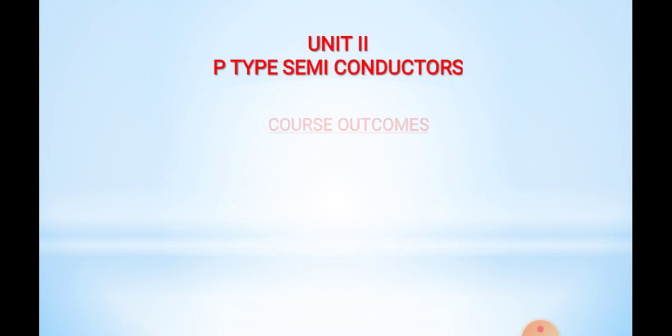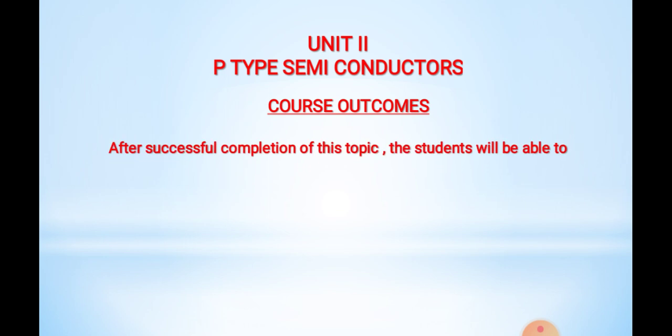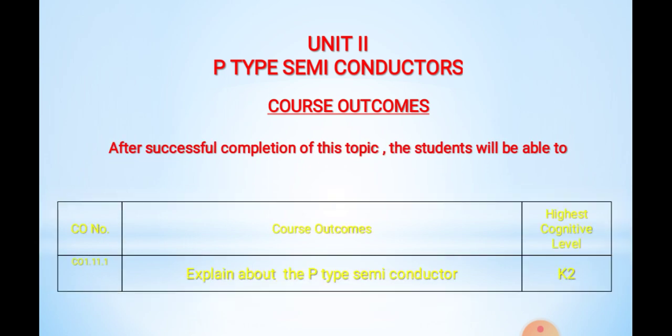In this video lecture, I am going to discuss the P-type semiconductor. Already we have seen the types of semiconductors, that is, the intrinsic semiconductor. And in the extrinsic semiconductor, we have discussed the N-type semiconductor and its variation. Now we are moving to the P-type semiconductor. So, the course outcome of this topic: after successful completion of this topic, the students will be able to explain the P-type semiconductor.